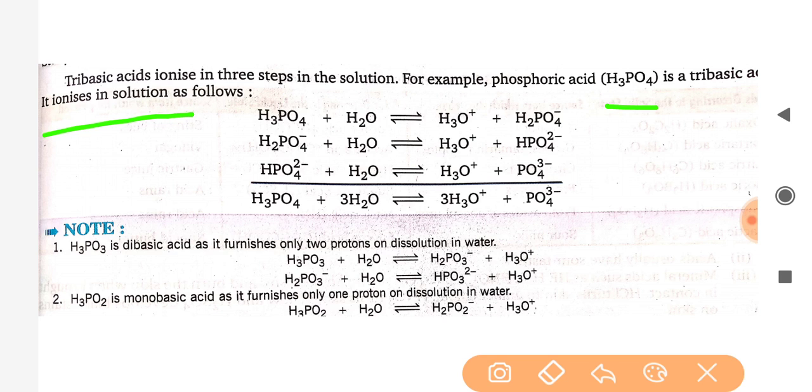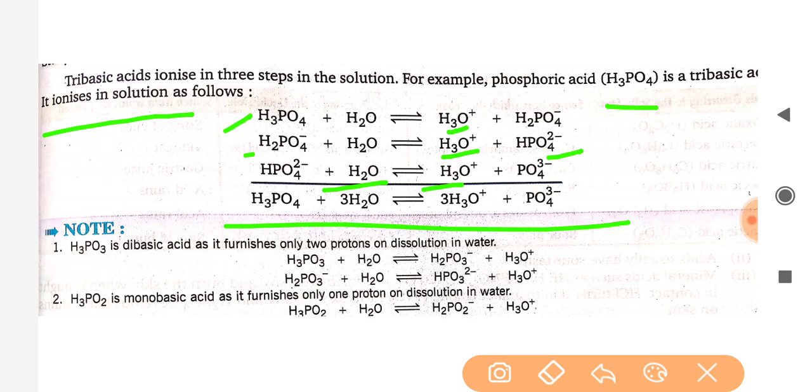In the first step, phosphoric acid reacts with water and forms one hydronium ion, and again this H2PO4 minus reacts with water and forms one more hydronium ion, and then it reacts again with H2O and forms the third hydronium ion. So in the overall equation, when phosphoric acid reacts with three molecules of H2O, it forms three hydronium ions and one phosphate ion. That's why this acid is known as a tribasic acid.